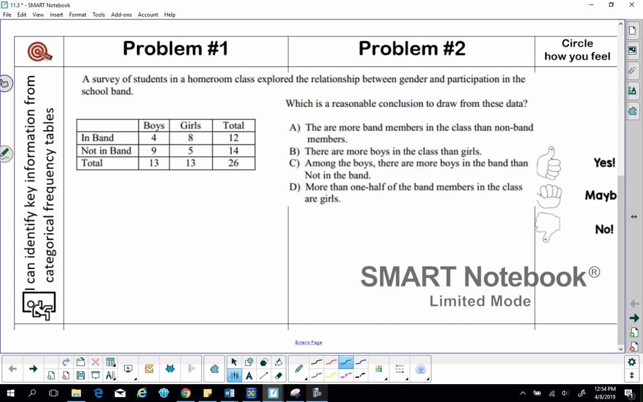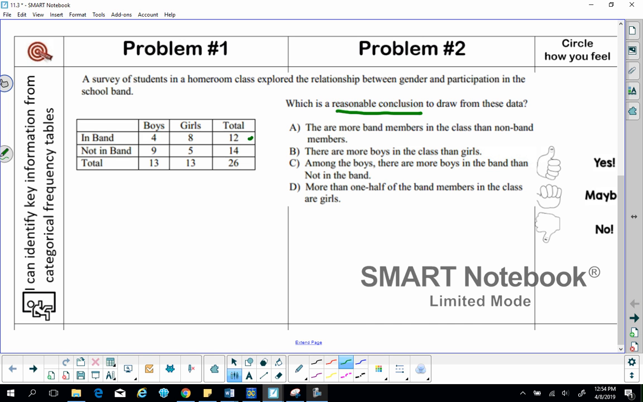The first one says, a survey in a homeroom class explored the relationship between gender and participation in the school band. So here's the table. They're asking one question about that table. They said, which is a reasonable conclusion to draw from this data? So I need to figure out which ones are not true so that I can cross them out. The first one says there are more band members than non-band members. Cross out.